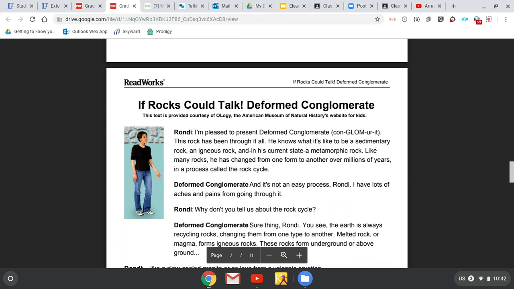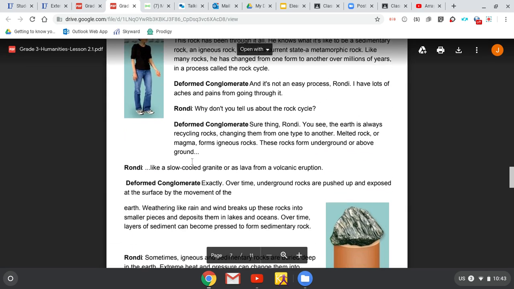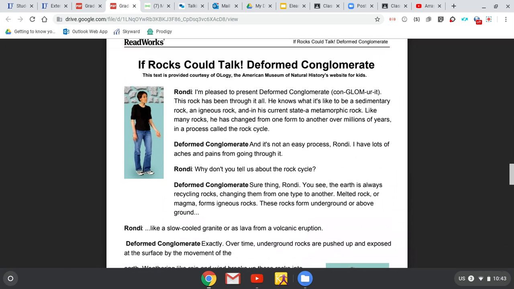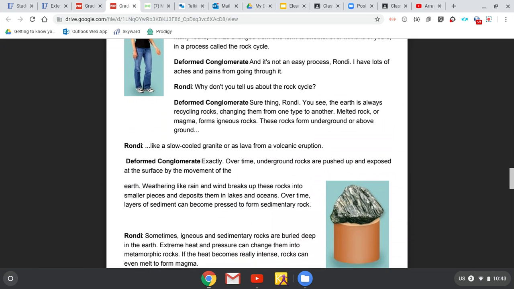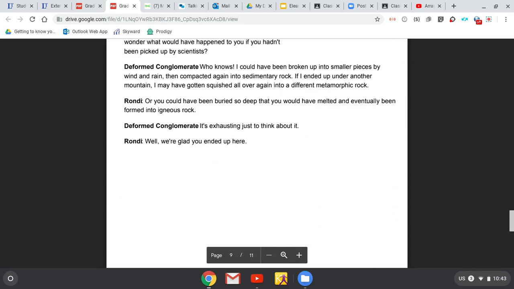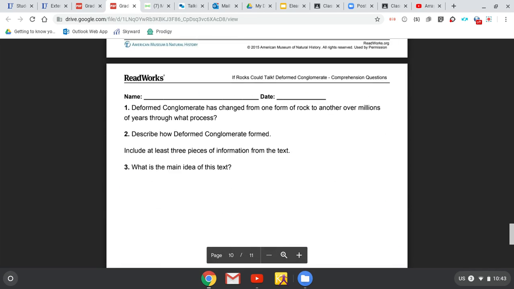Our text today is called If Rocks Could Talk, Deformed Conglomerate. I would like for you to read this text, practice reading with fluency. You can practice reading aloud. And then when you get to the end of the text, there's going to be 3 main questions.